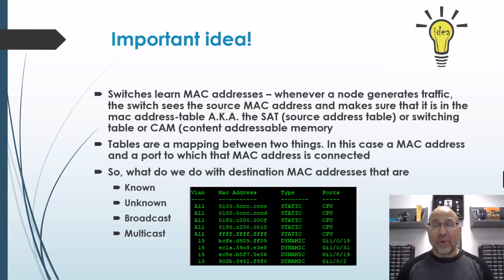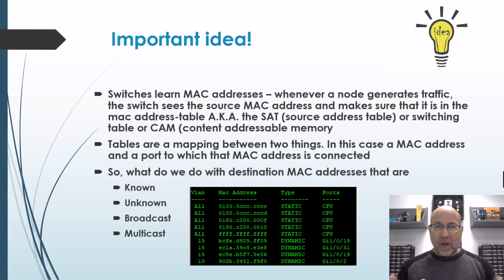So here is a really important idea. Switches learn MAC addresses. And the way that they learn is whenever a node generates traffic, right? So if I just have a whole bunch of PCs connected to a switch and they start generating traffic, which is something that nodes do the minute you plug them in in real life, not in simulators, but in real life, nodes generate all kinds of traffic. The minute nodes generate traffic, the switch goes, aha, I recognize your source MAC address and I'm going to put you in my source address table. And I'm going to tie your MAC address with the port on which I saw this traffic.